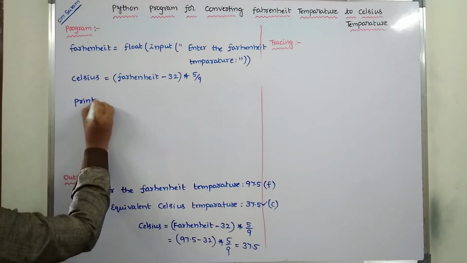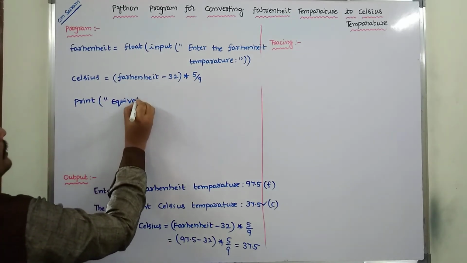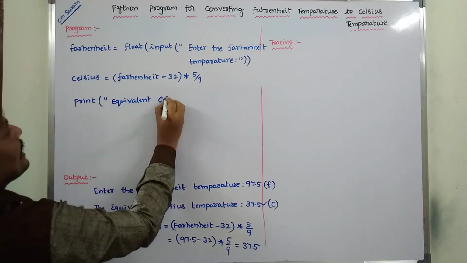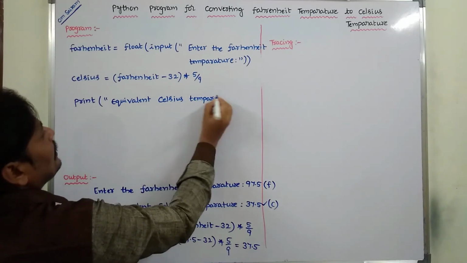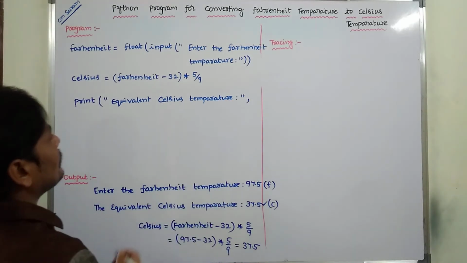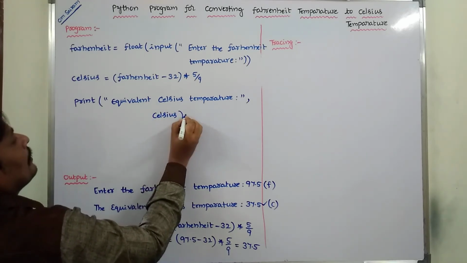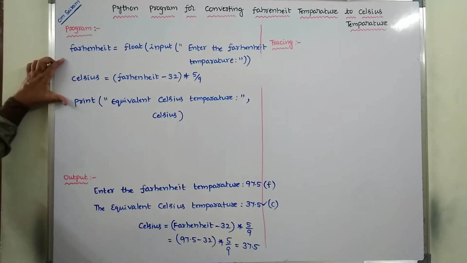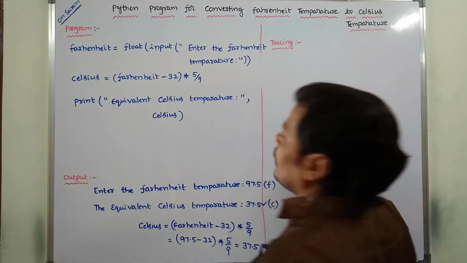So print "equivalent Celsius temperature is", Celsius. So this is the Python program we use to convert the given Fahrenheit temperature into equivalent Celsius temperature. Now we go for tracing.